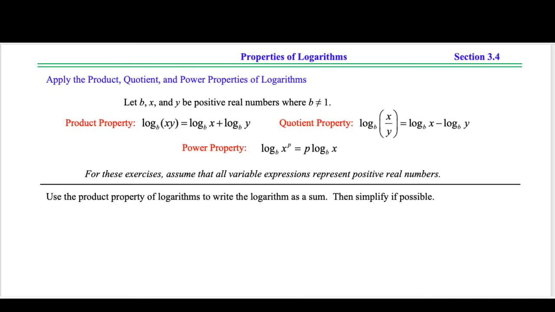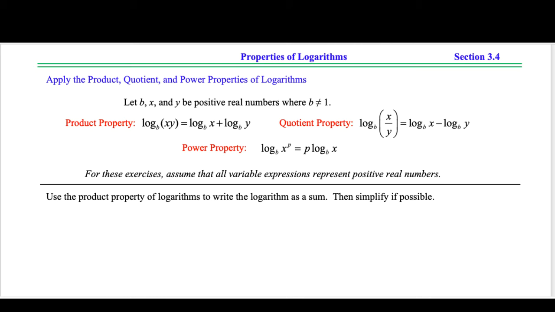So the three properties that we are going to look at are called the product property, the quotient property, and the power property. The product property says that if you have the logarithm of a product, such as the logarithm with some base b of the product x times y, this can be written as the sum of two individual logarithms, specifically the log base b of x plus the log base b of y.